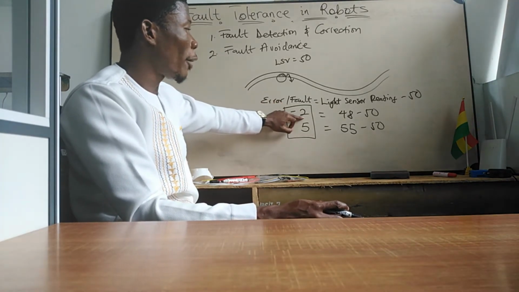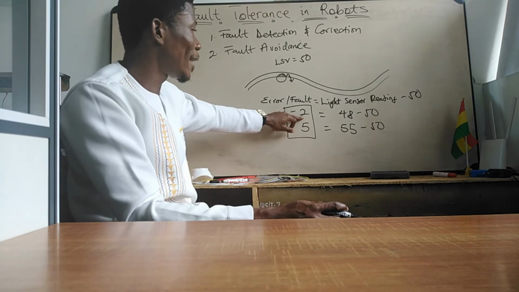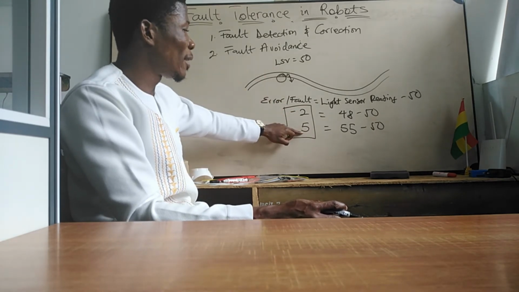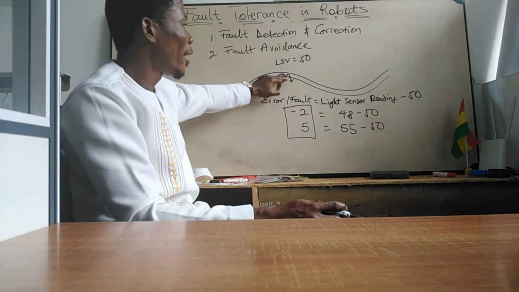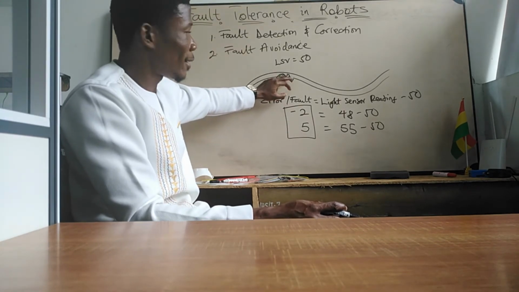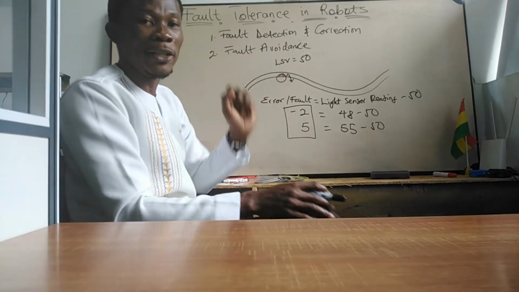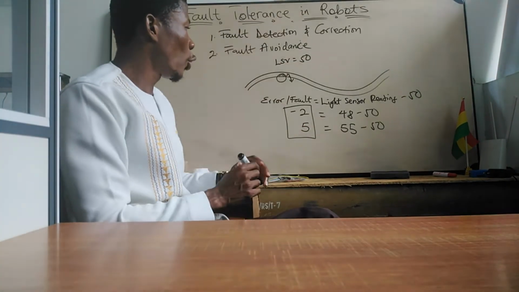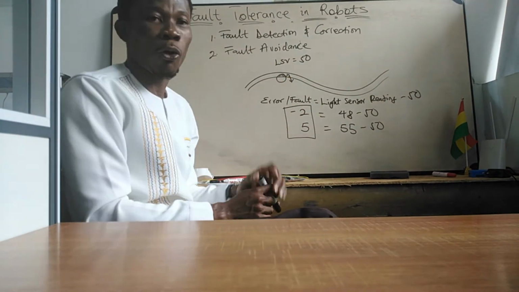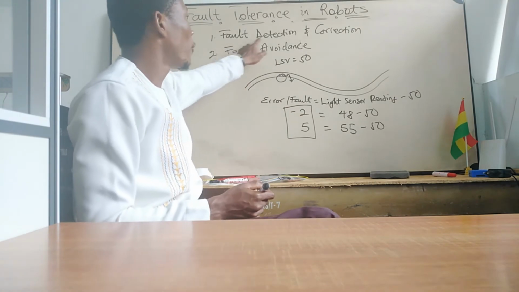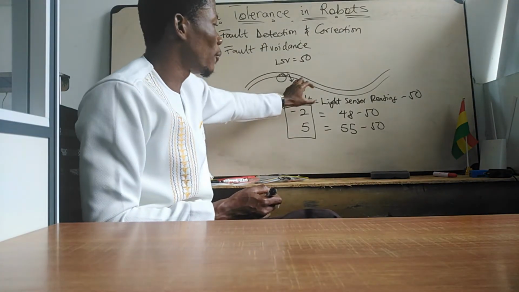So a negative error or a negative fault indicates that the light sensor is drifting more into the black, and a positive error or a positive fault indicates that the light sensor is drifting more into the white. So we have a formula for detecting the error. To correct the error, so we are dealing with fault detection and correction, there is our fault detection formula.